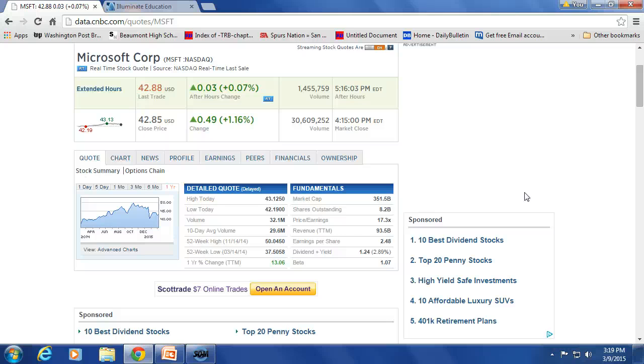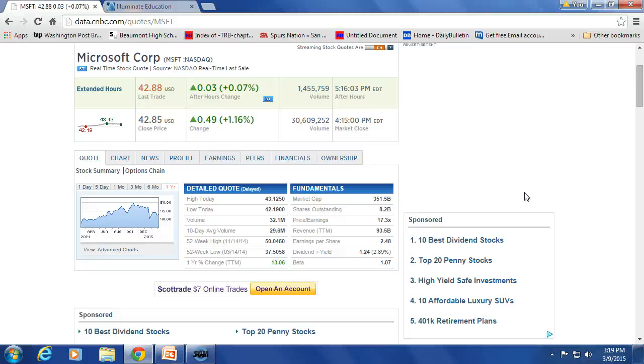If we look at the detailed quote there, the high for today was about $43.13 per share. Low for today was about $42.19 per share. The volume was 32.1 million shares, so that basically means 32.1 million shares changed hands, so lots of trading of this stock. The 10-day average volume is about 29.6 million. The year-long high was about $50.04. The year-long low was about $37.51.